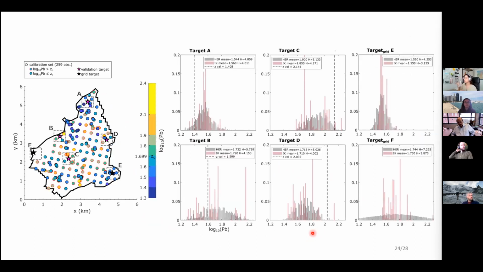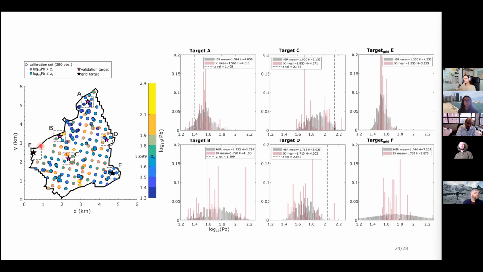And when we zoom in on specific points from the validation and from the grid, we can abstract the details here, and we can notice that the distributions from both indicator kriging in red and HER in gray present similar shapes for the predicted distributions of targets A, C, E, and D. And HER predicts more uncertain distributions with a broader spread than indicator kriging for targets F, for example, and B.